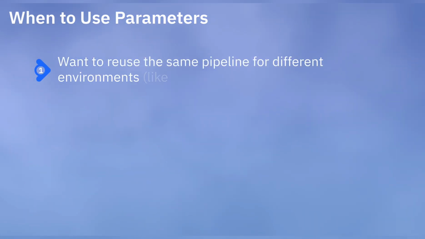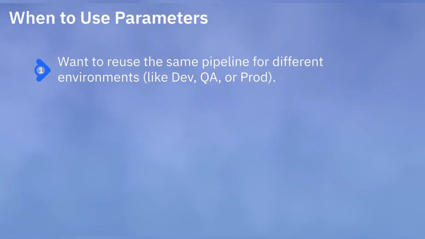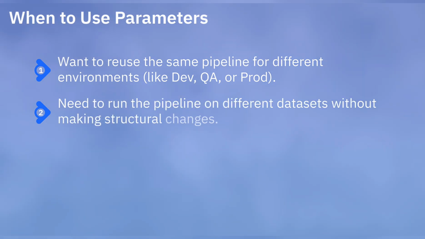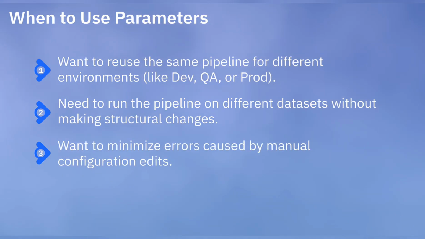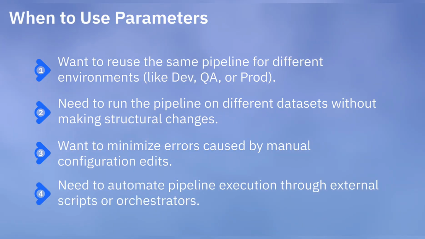Parameters are extremely useful in many real-world scenarios. For example, when you want to reuse the same pipeline across different environments, like development, QA, or production. Or when you need to run the same pipeline on different datasets without making any structural changes. Parameters also help reduce manual errors, especially those caused by repeatedly editing configurations. And finally, they make it easier to automate pipeline execution using external scripts or orchestrators.